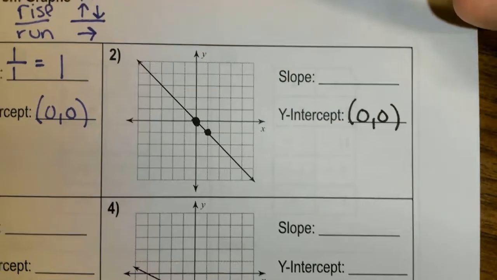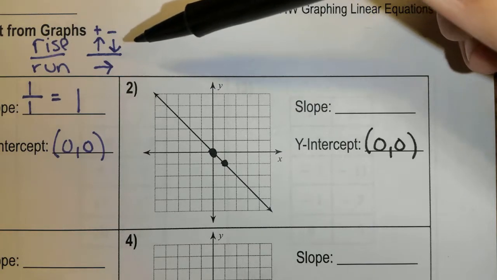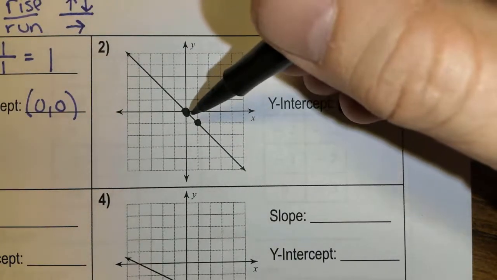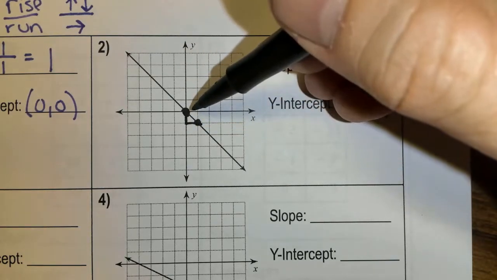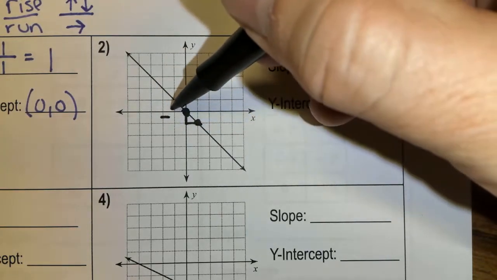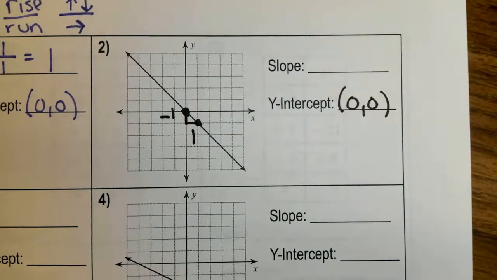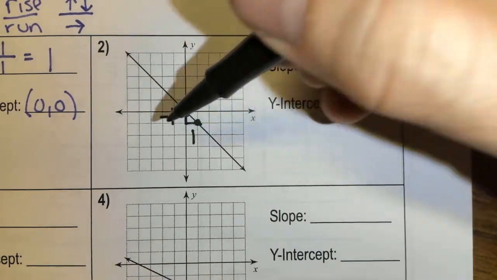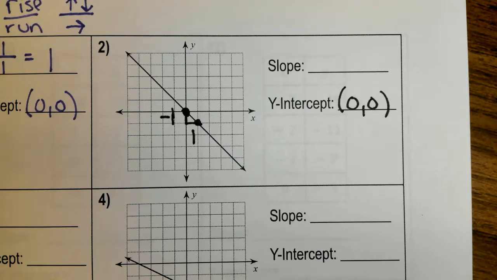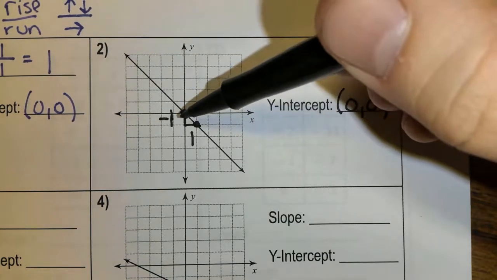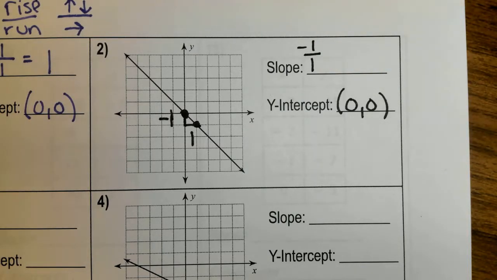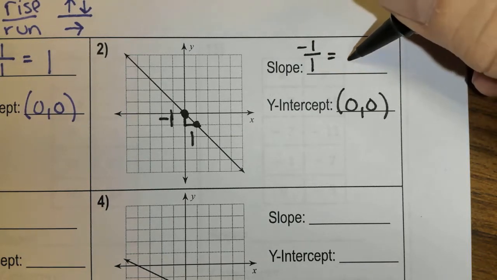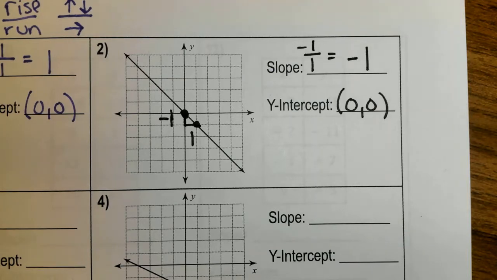Now remember, I always go up or down first, then to the right. So from left to right, I go down and then right. Because I went down, it's negative, so I went negative 1 and went over 1. It's a weird one. So for my slope, I do rise, negative 1, over run, 1, which we can reduce to negative 1. And that's it.